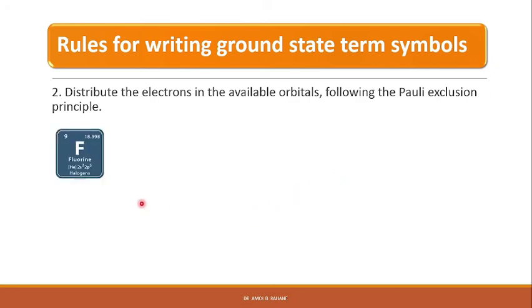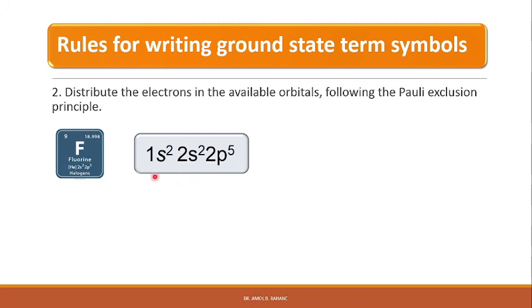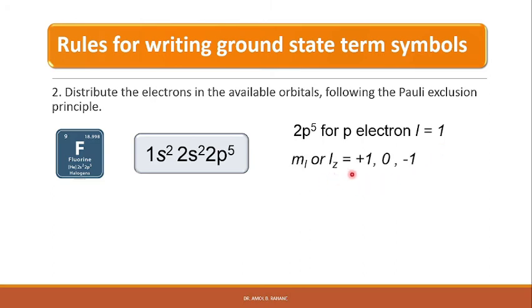So let us take an example of fluorine. Again, the electronic configuration of fluorine is 1s2, 2s2, 2p5. We know that the 1s2 and 2s2 are not contributing to the term symbol, only 2p5 is contributing, and therefore for a p electron, L is equal to 1, right? ML or LZ values are +1, 0 and -1. So we can tabulate these values of LZ, right?